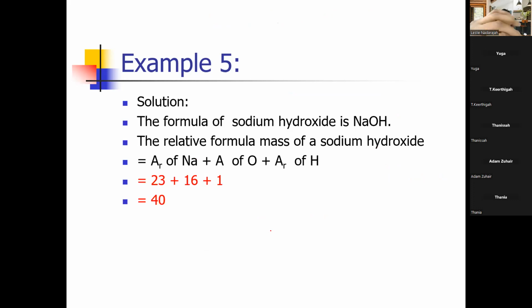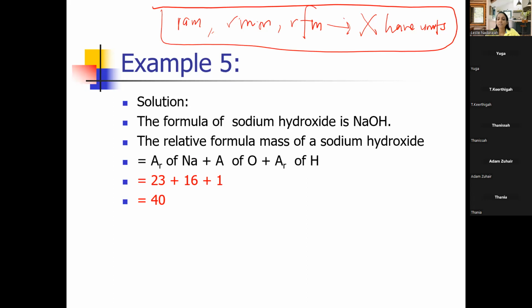Now I want to remind you, whatever I've just taught you, RAM, RMM, this one you must write down, and RFM. All three of these don't have units. You never saw me saying gram. You never saw me saying mole per decimeter cube. You must take note. RAM, RMM, RFM, they don't have any units whatsoever. Please write down in a different colored pen or on a sticky paper, write down your notes. This is what I want.